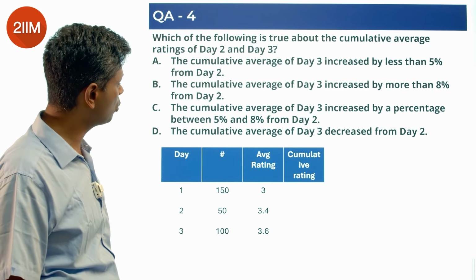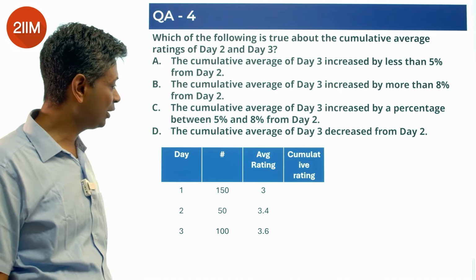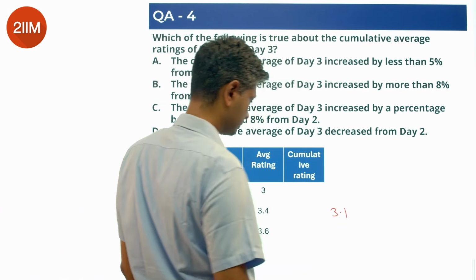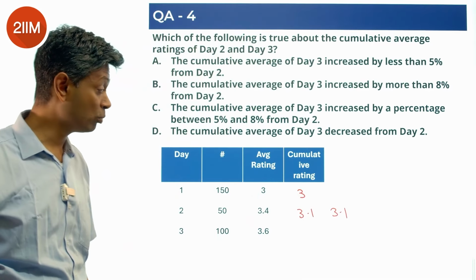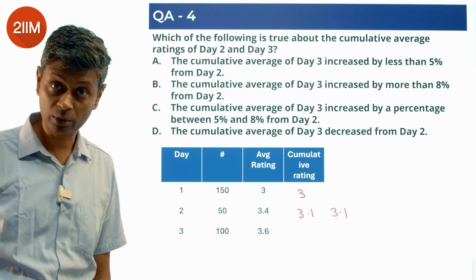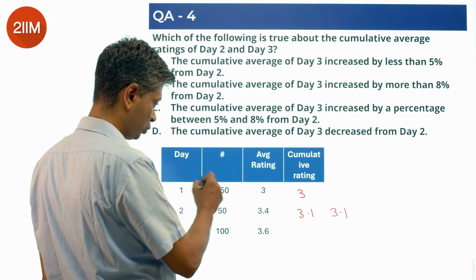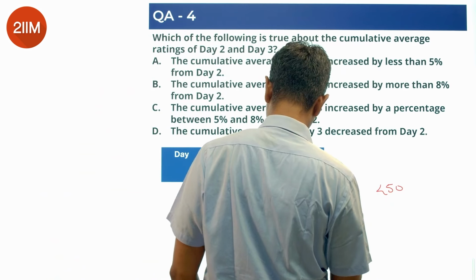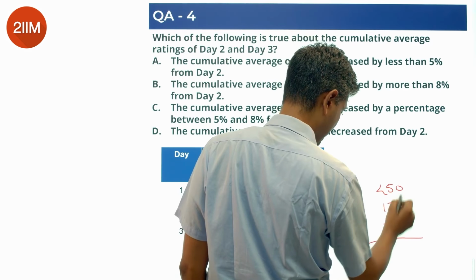Which of the following is true about cumulative average ratings of day 2 and day 3? So day 2 cumulative average rating is 3.1. This we know. Day 1 cumulative is 3. Day 3 cumulative ratings: all put together divided by the total number of entities. So this 3 into 150, 450, plus 170 plus 360. Add all this up.